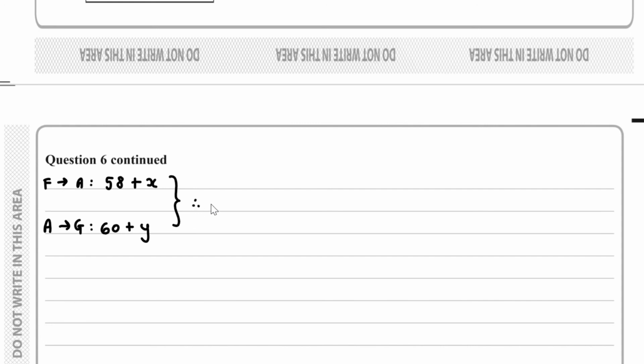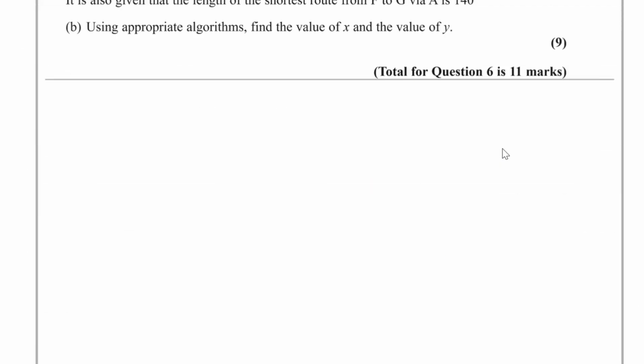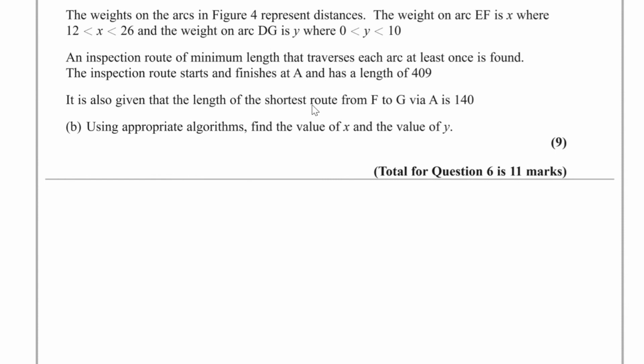And therefore, we can see that going from f to a to g, this will be 58 plus x plus 60 plus y, and we know that this is equal to 140. So this over here is equal to 140 because we were told in the question, shortest route from f to g via a is 140.